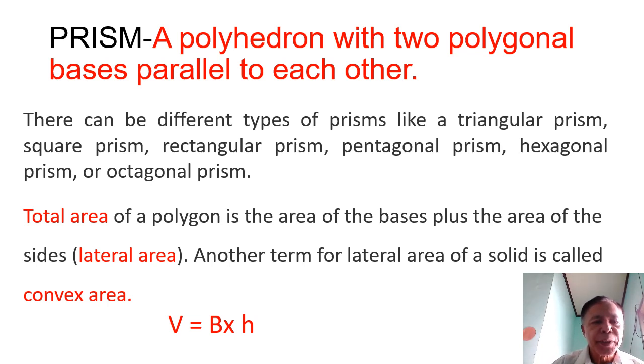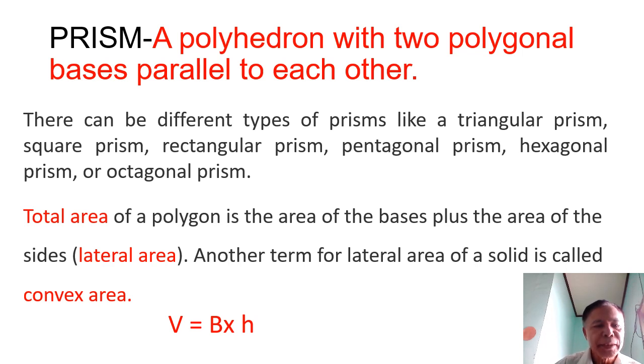We'll discuss prism. A prism is a polyhedron with two polygonal bases parallel to each other. There are several types of prisms, for example the triangular, square, rectangular, pentagonal, and so forth. But most often we deal with the total area of the prism. It is always equal to the area of the bases plus the area of the sides.